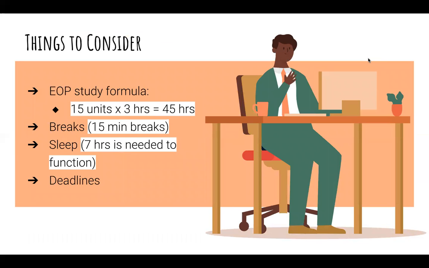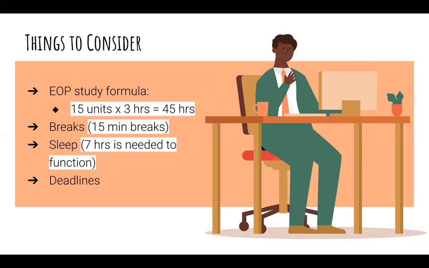So, another thing that I want y'all to consider is that EOP actually has a study formula, and this is on the EOP UCSC website. We have this formula: when you're taking 15 units, in order to pass the class, they recommend studying 3 hours for each class, which means 45 hours. I know it seems like, wait, that's a lot of time, but they said it's recommended and you'll be able to pass your classes because you're studying enough.